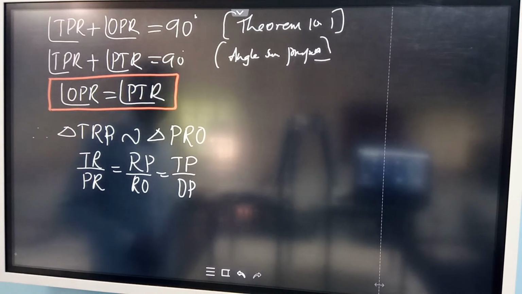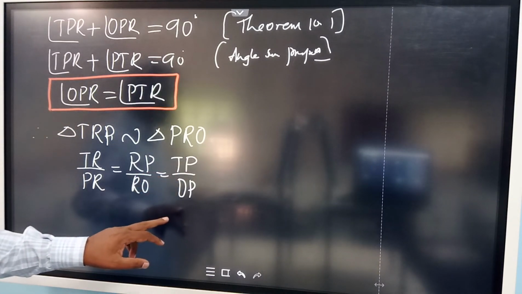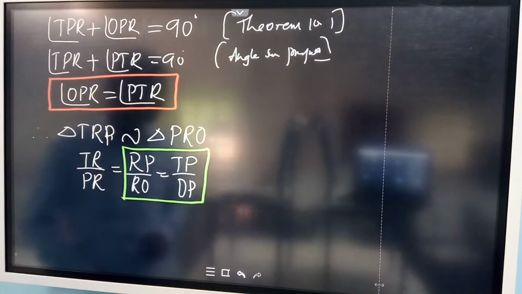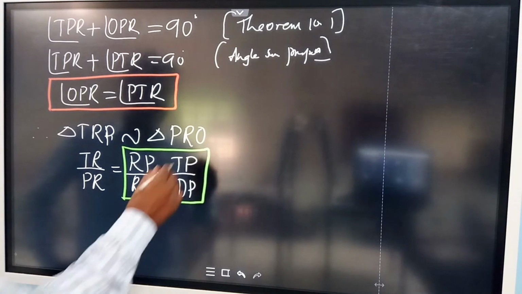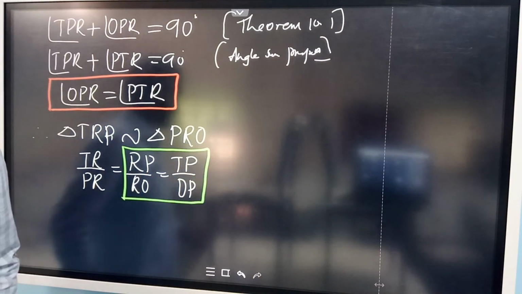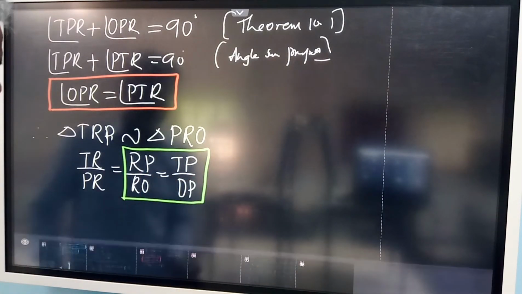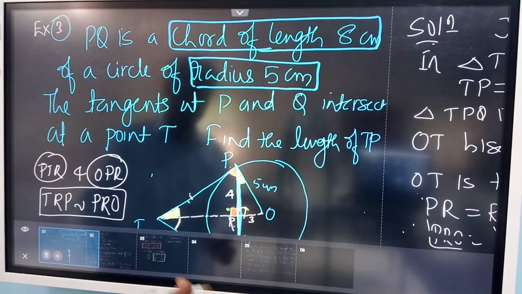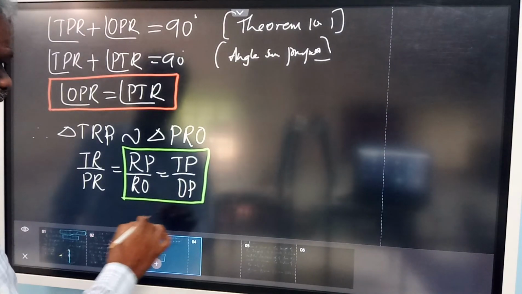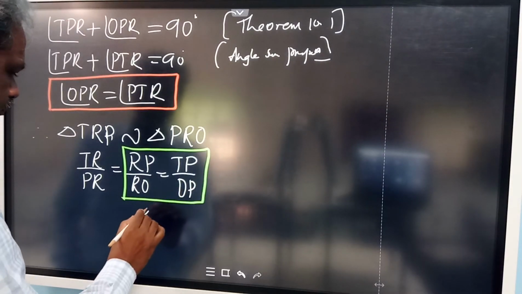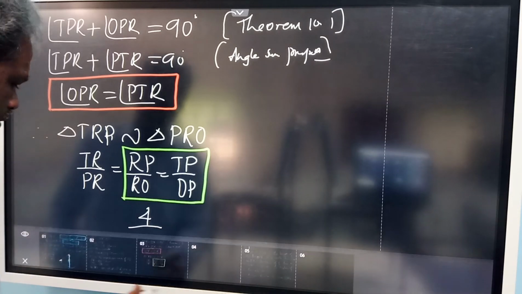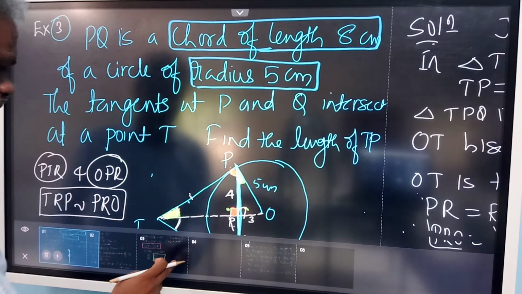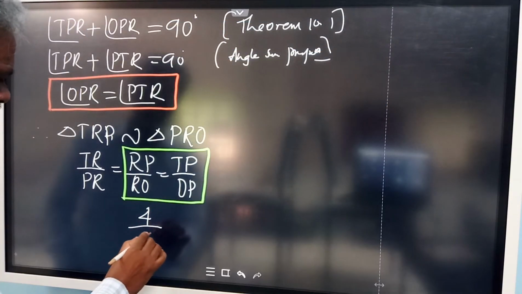So now you take only the ratio TP by PO and RP by RO. These two you take. So in this you substitute the values that you know. So TP let us keep as it is. What is the length of RP? Look at the diagram. RP is 4 centimeter. So you can write here 4 centimeter divided by RO. Look at the diagram. RO, it is 3 centimeter. So you can write there 3 centimeter.